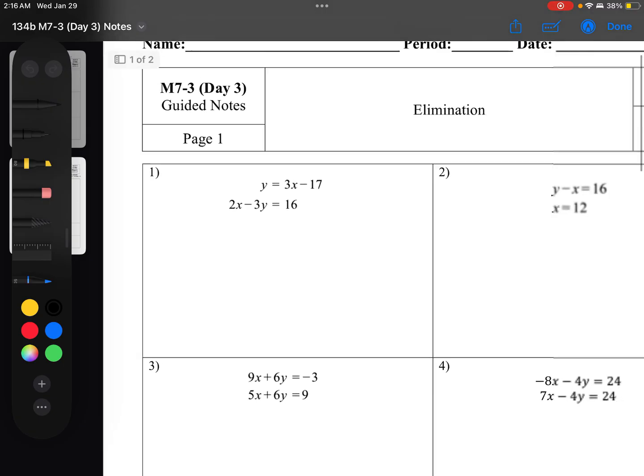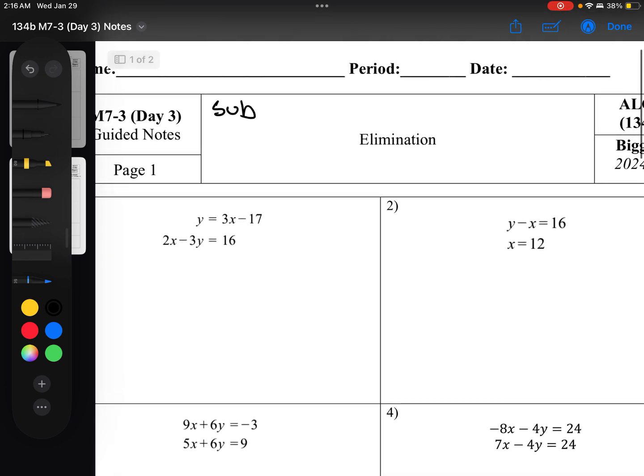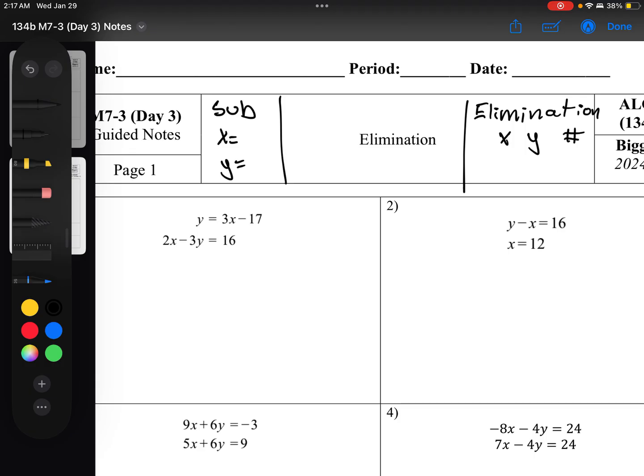So some things I want you to write down. For substitution, you're going to have x equals or y equals, okay? For elimination, remember, you're going to be in standard form. So x, y, and a number, x, y, and a number. And your goal is to get something to cancel out when you add them together. So they have to be the same but opposites.